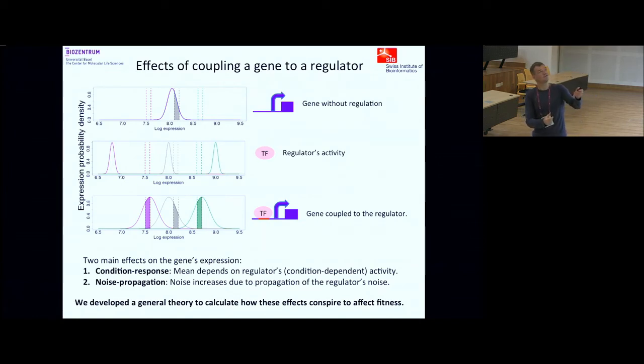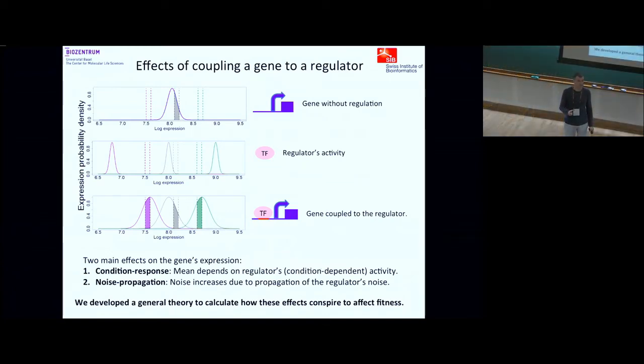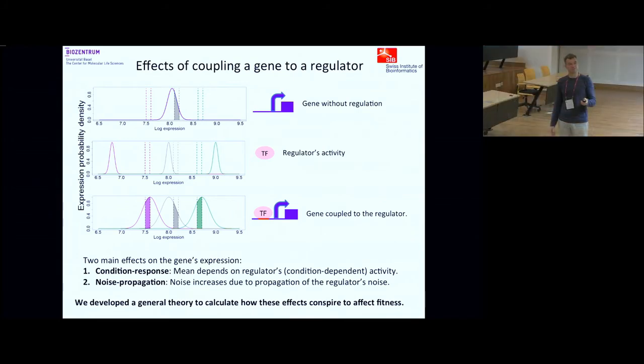But in every condition, the transcription factor itself will not be infinitely accurately expressed. It will also fluctuate in its level from cell to cell. Okay, so there will be some noise in this regulator, and that noise will necessarily propagate to the target genes. So these distributions here of the target gene are per definition wider than they were when they were not regulated, because there will be propagation of noise from this transcription factor to the target. All right, so this is noise propagation.